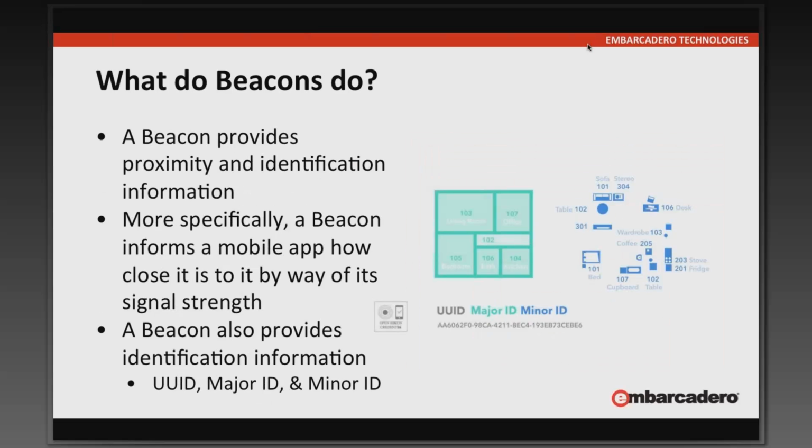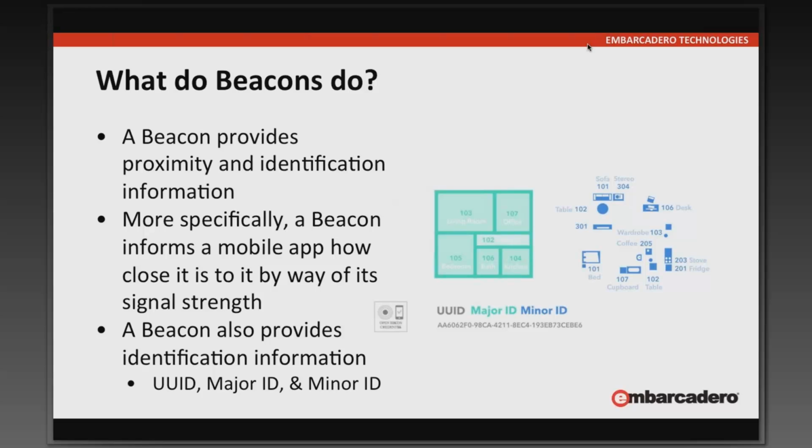So what do beacons do? They basically provide some information about who they are and where they are, otherwise known as proximity. More specifically, a beacon can inform an app, typically a mobile app because those are walking around, first of all, that it's within its proximity. You can also infer from the information it gives you how close it is, and you do this by determining its signal strength.